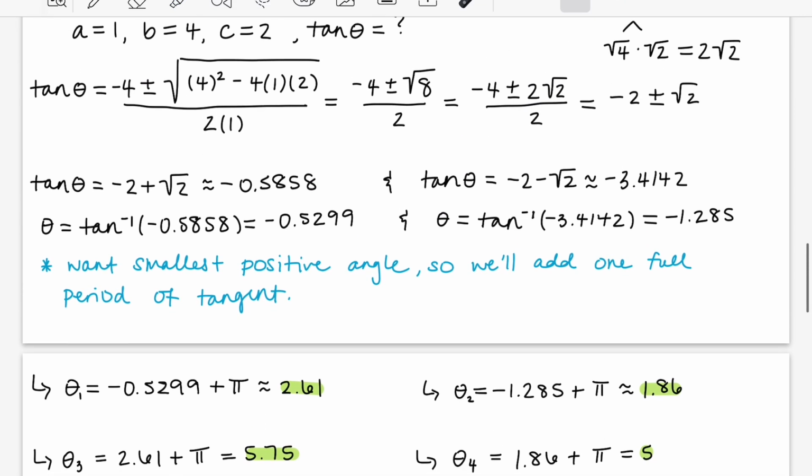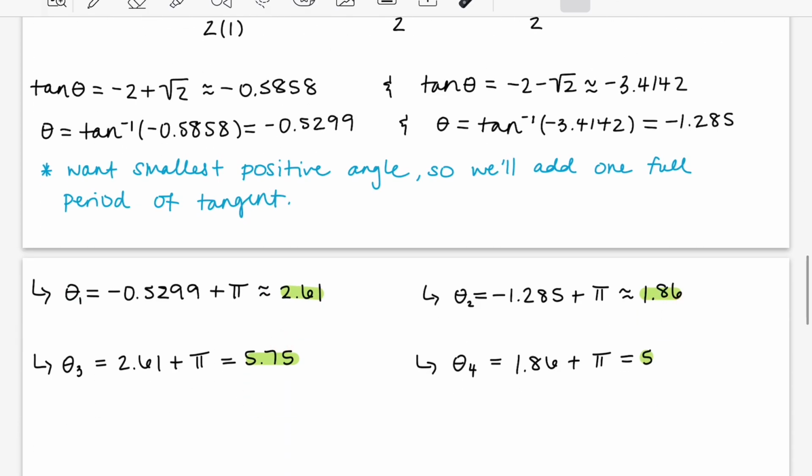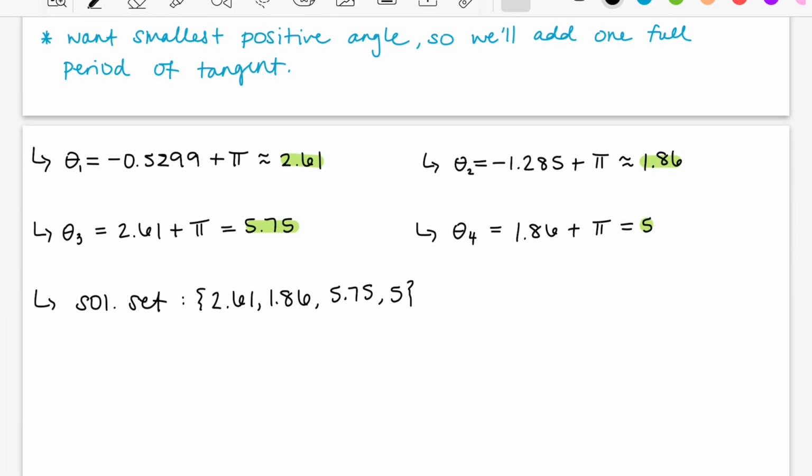Now, if you were to add any more periods to these guys, this would be outside of our interval, so those would not count as solutions. But in this case, since all four of these are within the interval the question asks us to look at, we have these four solutions in our solution set. All right, and this is for this interval.